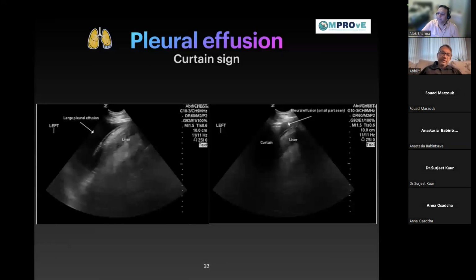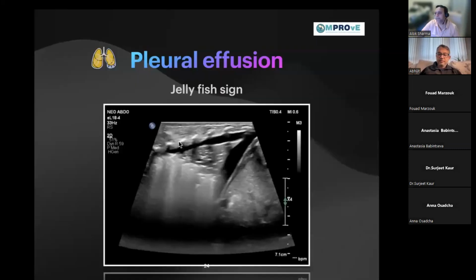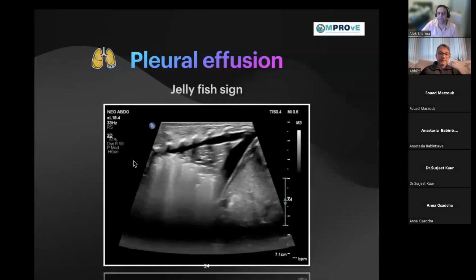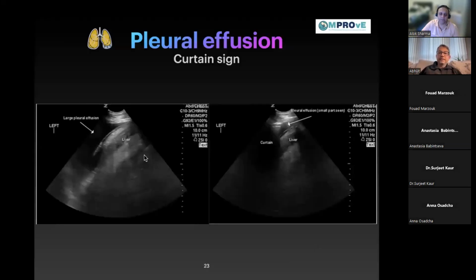Curtain sign. What is curtain sign now? Sorry, I don't know why it's not playing. Right, I'll just explain that to you.